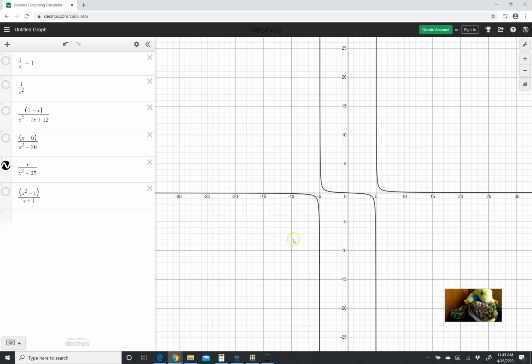So we can see that we have 2 vertical asymptotes, 2 places where the x value doesn't exist. X squared minus 25 is x plus 5 times x minus 5, so that means that we don't have an x value at negative 5, and we don't have an x value at x equals 5, okay? So we have 2 vertical asymptotes. This is what it looks like. Our y values approach negative infinity and positive infinity at x equals negative 5, and then the same thing at x equals 5.